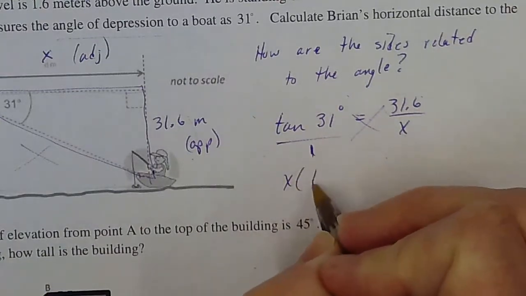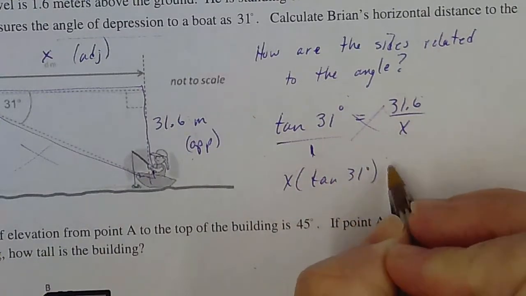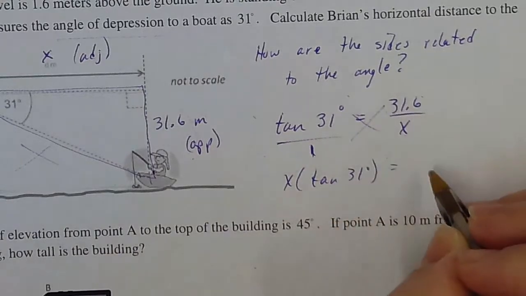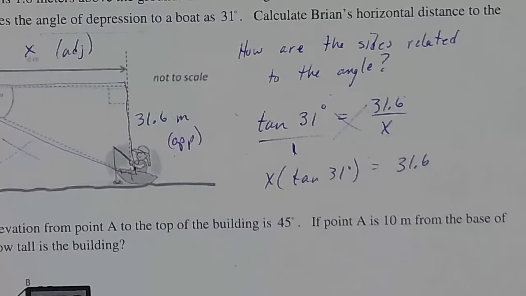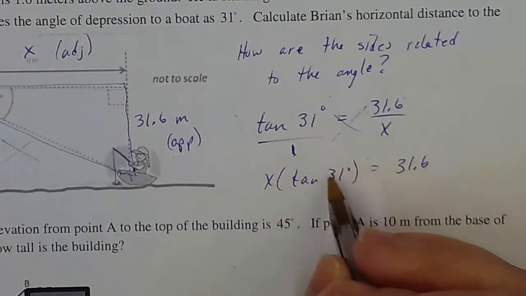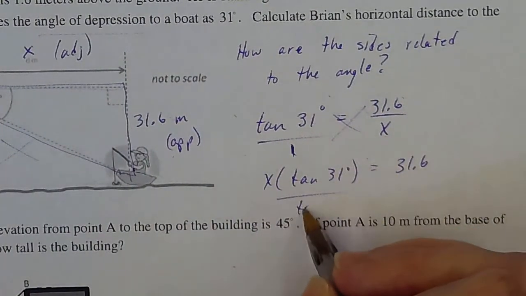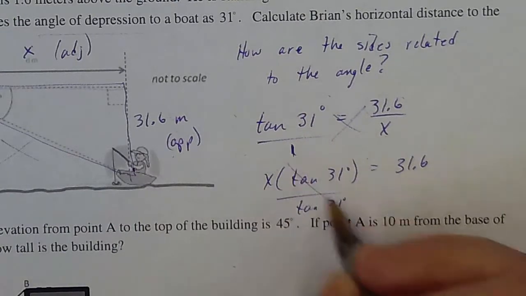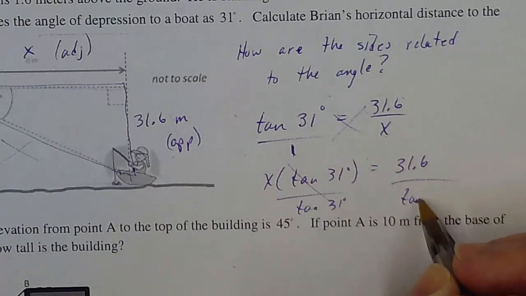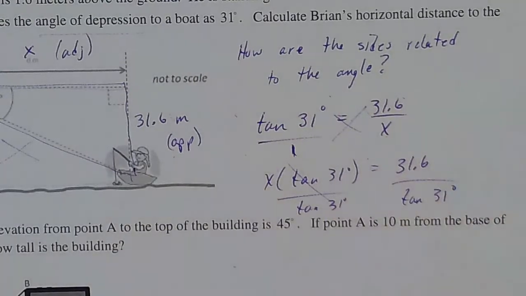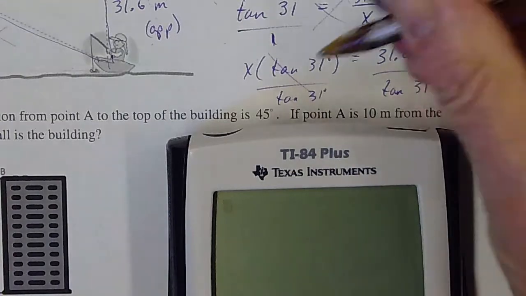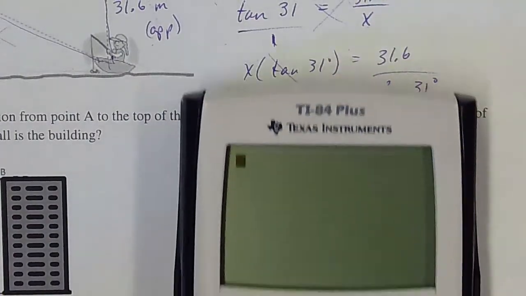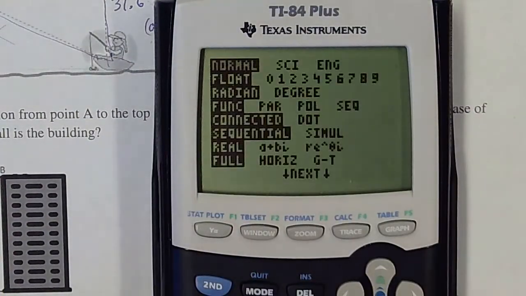So I have x times tan 31 equals 1 times 31.6, or just 31.6. Okay, I'm almost solved for x. Since x is being multiplied by tan 31, which is just a decimal in our calculator, I'm going to divide by tan 31 to get it by itself. And this is what I'm going to punch in the calculator. Make sure you're in degrees. This is not 31 radians, it's 31 degrees. So if you go to mode, make sure you select degrees.